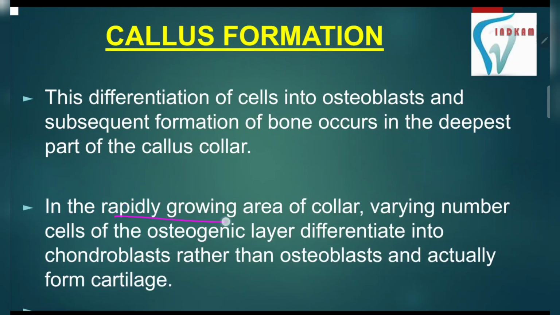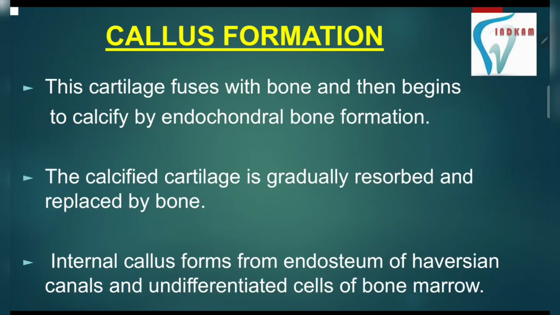In the rapidly growing area of the collar, varying numbers of cells of the osteogenic layer differentiate into chondroblasts rather than osteoblasts and actually form cartilage. This cartilage fuses with bone and then begins to calcify by endochondral bone formation, and the calcified cartilage is gradually resorbed and replaced by bone.